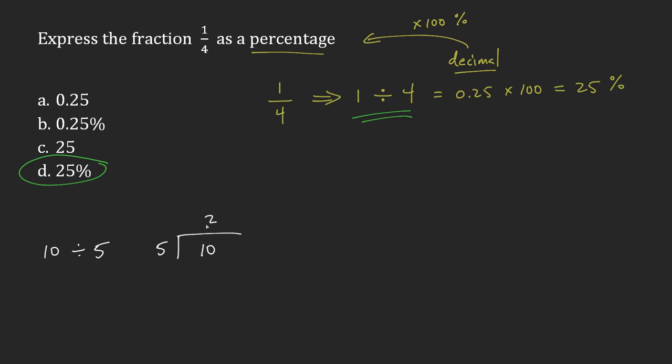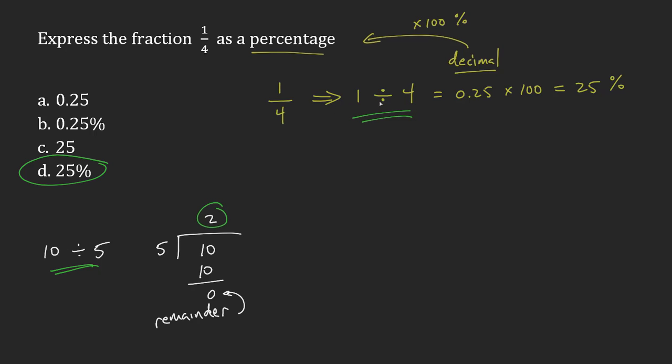Now let's see what that actually gives me. 2 times 5 is 10, and so that leaves a remainder of 0. If you get a remainder of 0, it means you're done, and so that would mean that your answer is 2.